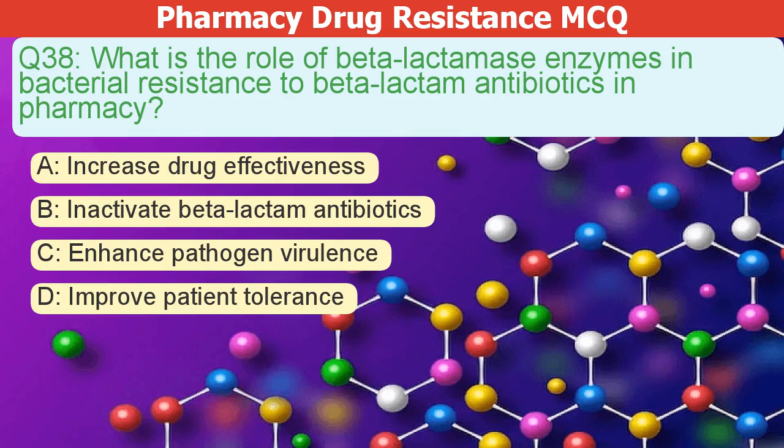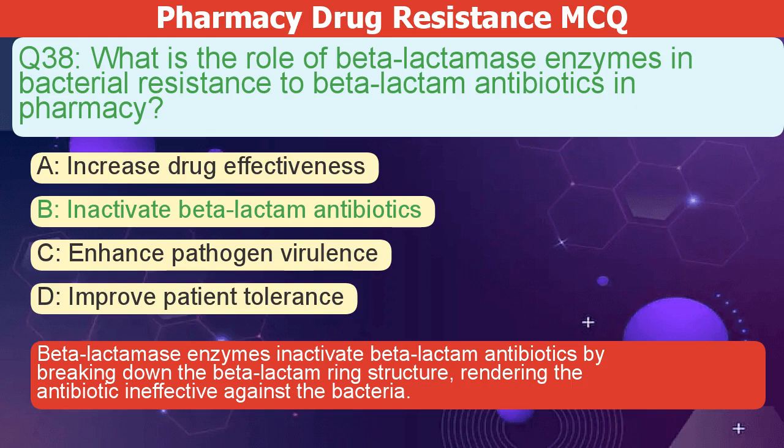A. Increase drug effectiveness. B. Inactivate beta-lactam antibiotics. C. Enhance pathogen virulence. D. Improve patient tolerance. The correct answer is B. Beta-lactamase enzymes inactivate beta-lactam antibiotics by breaking down the beta-lactam ring structure, rendering the antibiotic ineffective against bacteria.